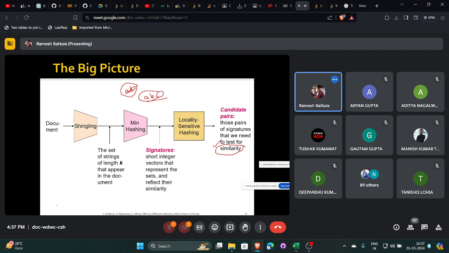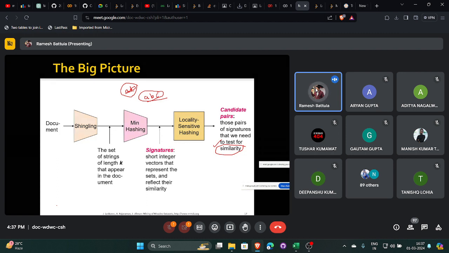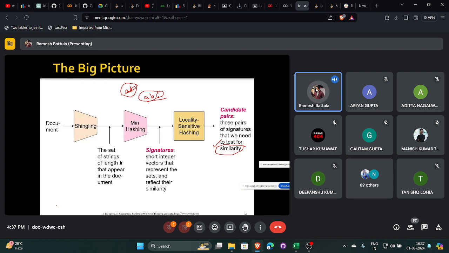In that way we will try to find the similarity. So first we need to understand shingling. How do we understand shingling? Very simply, take k contiguous characters, meaning k characters. K shingling means k characters. Suppose I can write it like this, simply.